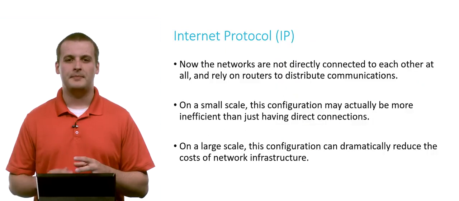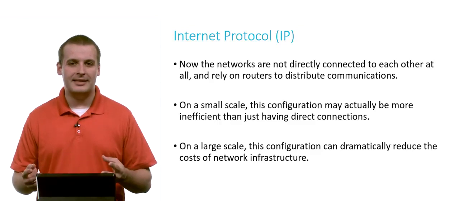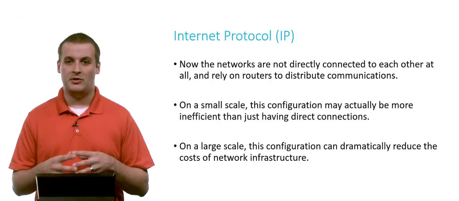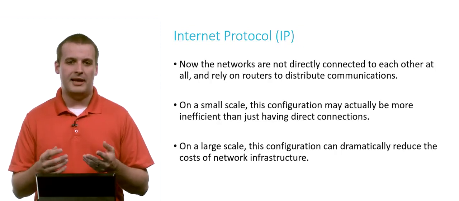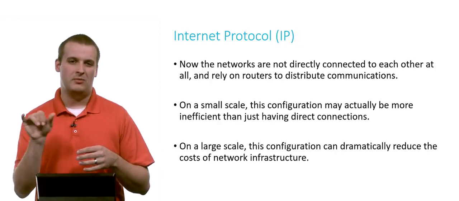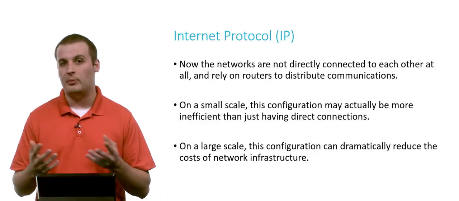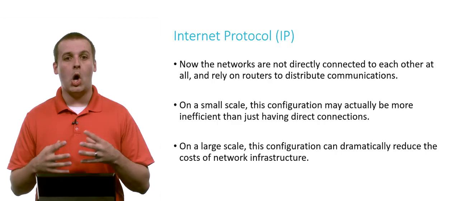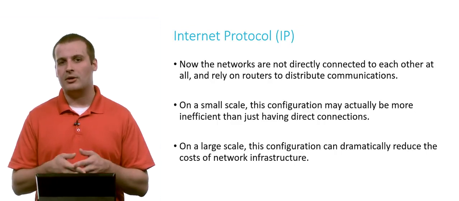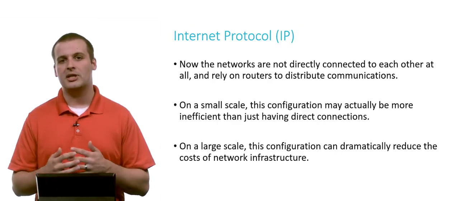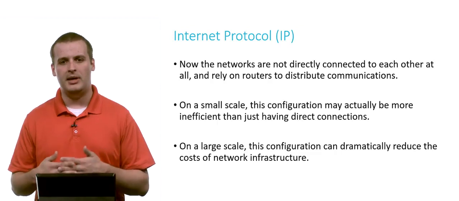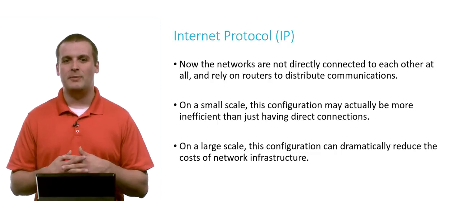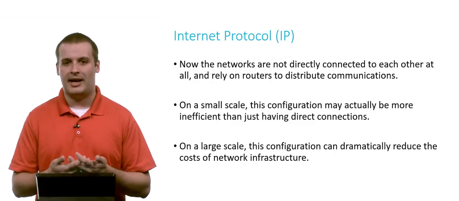We can tolerate that. So again, in that example we were just talking about, none of the networks were directly connected to each other at all. There could have been; maybe in that example, we could have made it so that network 1 and 2 were directly connected, and that would be OK. Some networks are physically connected to other networks, but they're not all connected to each other. They rely on the routers, in this particular example, to distribute the communication from point A to point B. On a small scale, like what we're talking about here, this configuration actually might be more inefficient than just having direct connections.